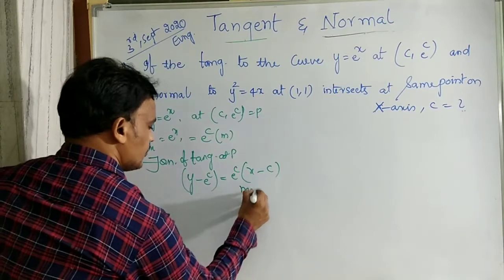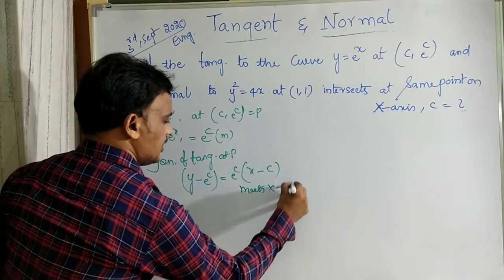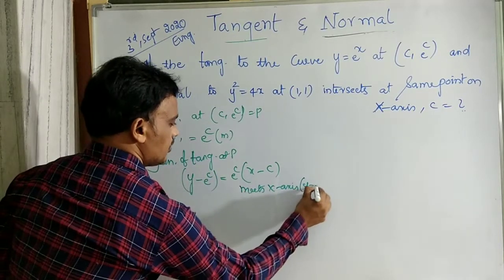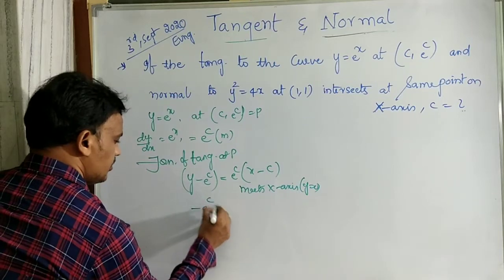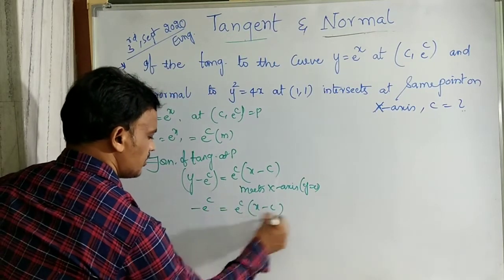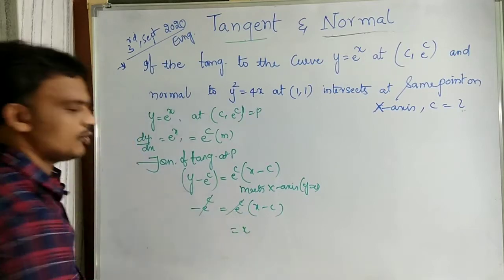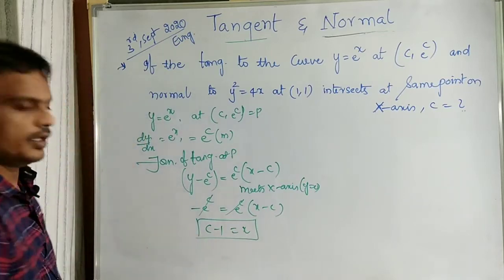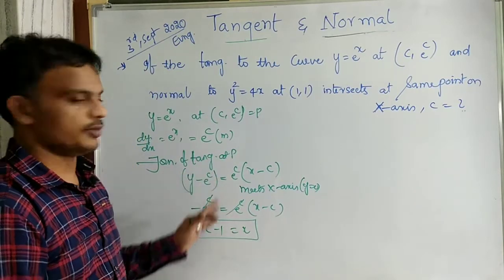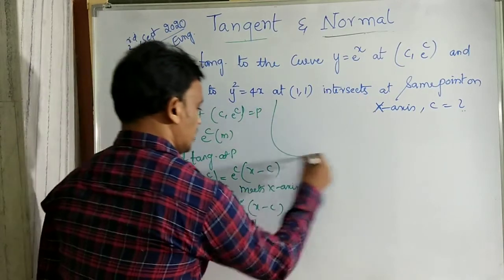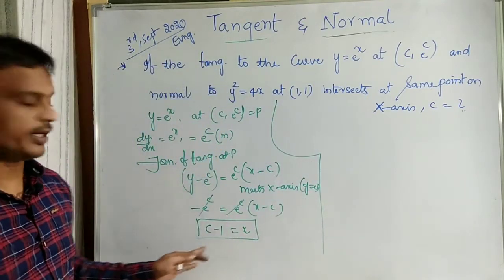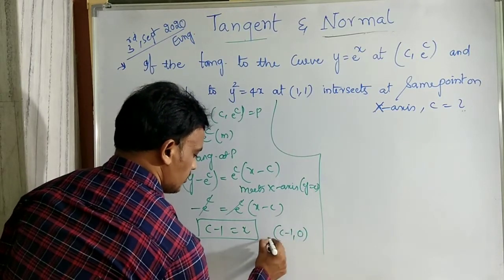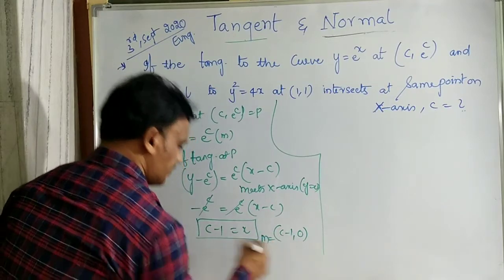Yes, and where it meets the x-axis, its y coordinate is 0. So in that case y equals 0. So minus e power c equals e power c into x minus c, e power c gets cancelled. Then x equals c minus 1. So the x coordinate is c minus 1. That means the point is c minus 1 comma 0. Let us take this point as M.